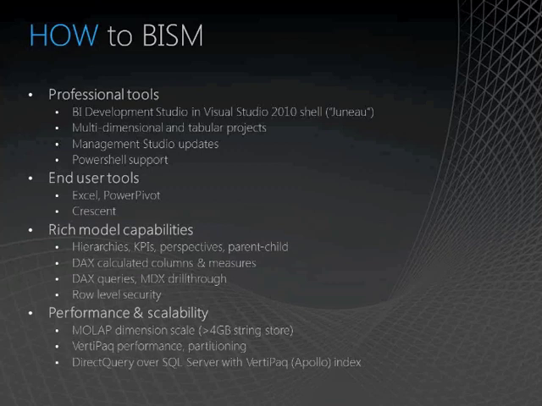Some of the performance and scalability benefits or enhancements that have been made. You've got the MOLAP dimension scale, so you can now have dimensions which can store strings that go beyond 4 gigs. I think this was one of the limitations of 2008 R2 and previous versions, where if you had a very large dimension and a string attribute, the amount of data that it could store was up to a limit of 4 gig. But this has now overcome that issue.